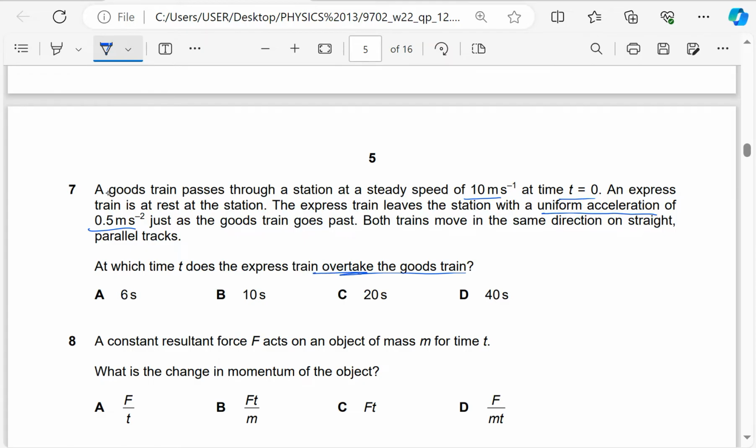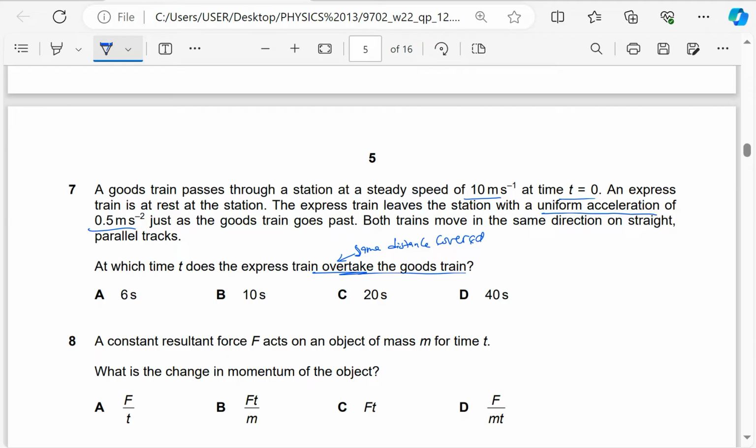So when they overtake, it means they have traveled the same distance from where the express train started from. So here it means they have moved the same distance at the point of just overtaking. They would have traveled the same distance from the point where the express train started from. So the distance is going to be the same, same distance has been covered at that point when they overtake each other.